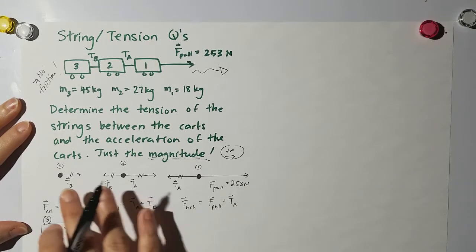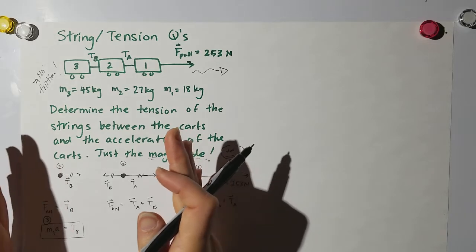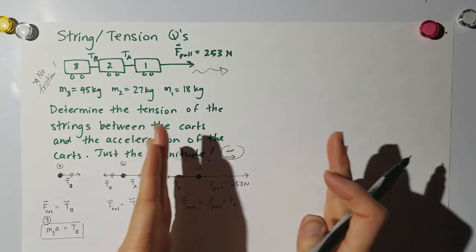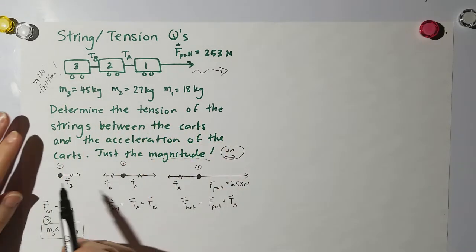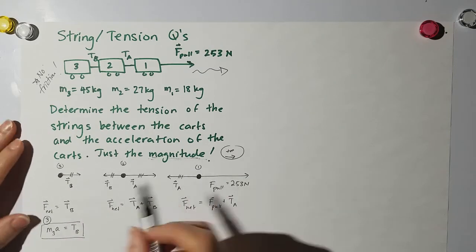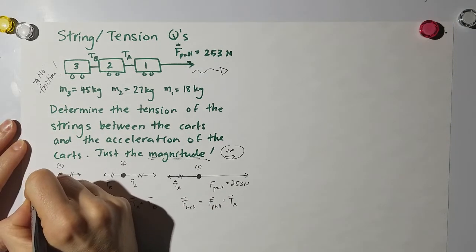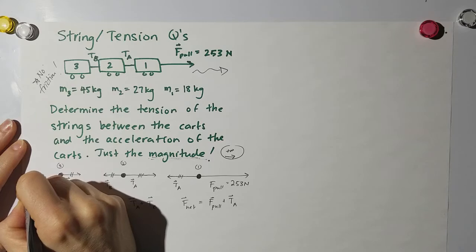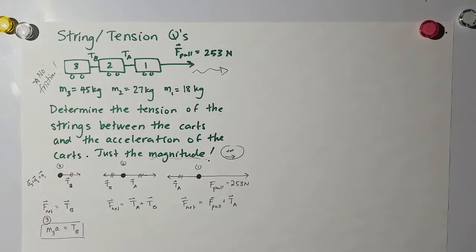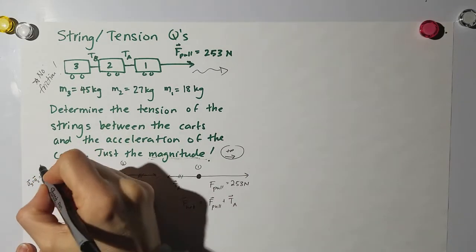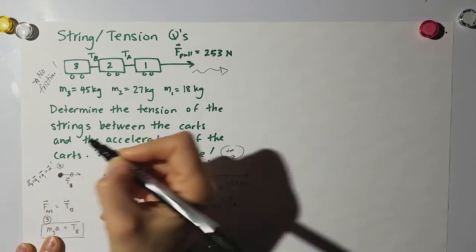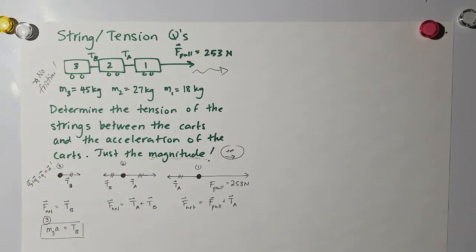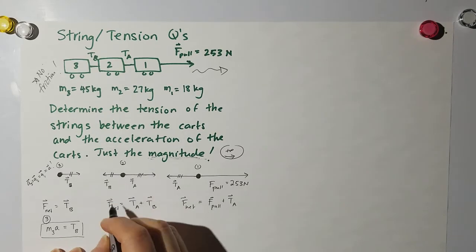I could, but if you think about it, they're all attached. So they're all moving together at the same acceleration. So A3 would equal A2 would equal A1. So there's really no reason to add a subscript there. We can just call it acceleration. All right, so now let's go ahead and do this one.